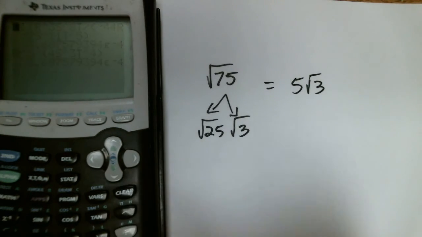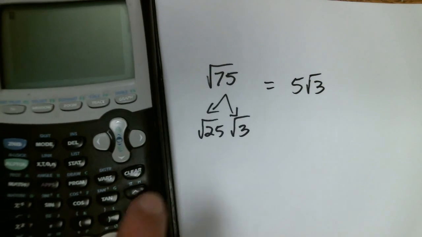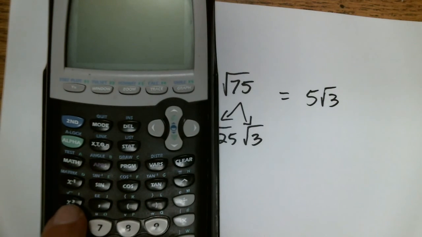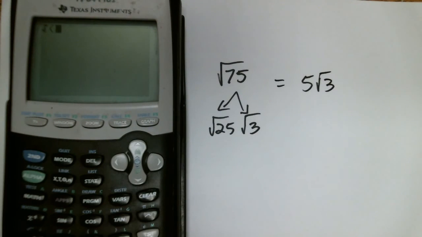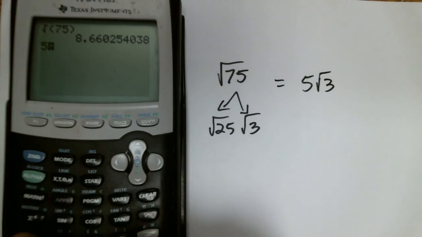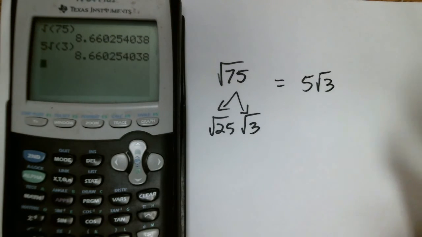Well, let's check it. All right, the square root symbol is right above the x squared button in blue, so anything in blue I have to press the second button. So I'm actually going to press second square root 75, close the parentheses, I get some number. Fine, 8.66. Let's enter our answer. 5 times second square root of 3. Bam, they match. So that lets me know I've done it correctly.